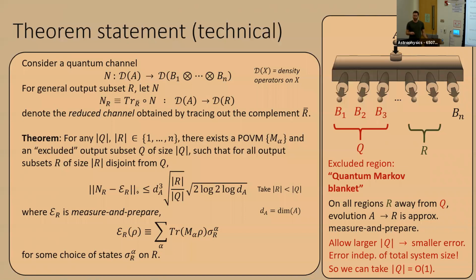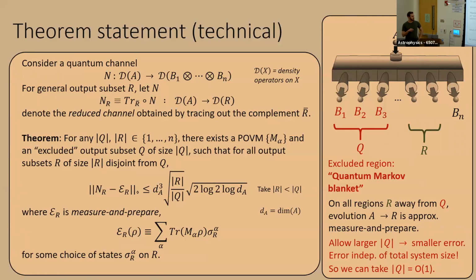The measure and prepare, when you're saying, you're saying like if I'm looking at, can there be more than one R? Can there be like an R1 and an R2 and I can look at them? Or is there only just one R? Yeah, so what this theorem is going to say is that really for all R that don't overlap Q.